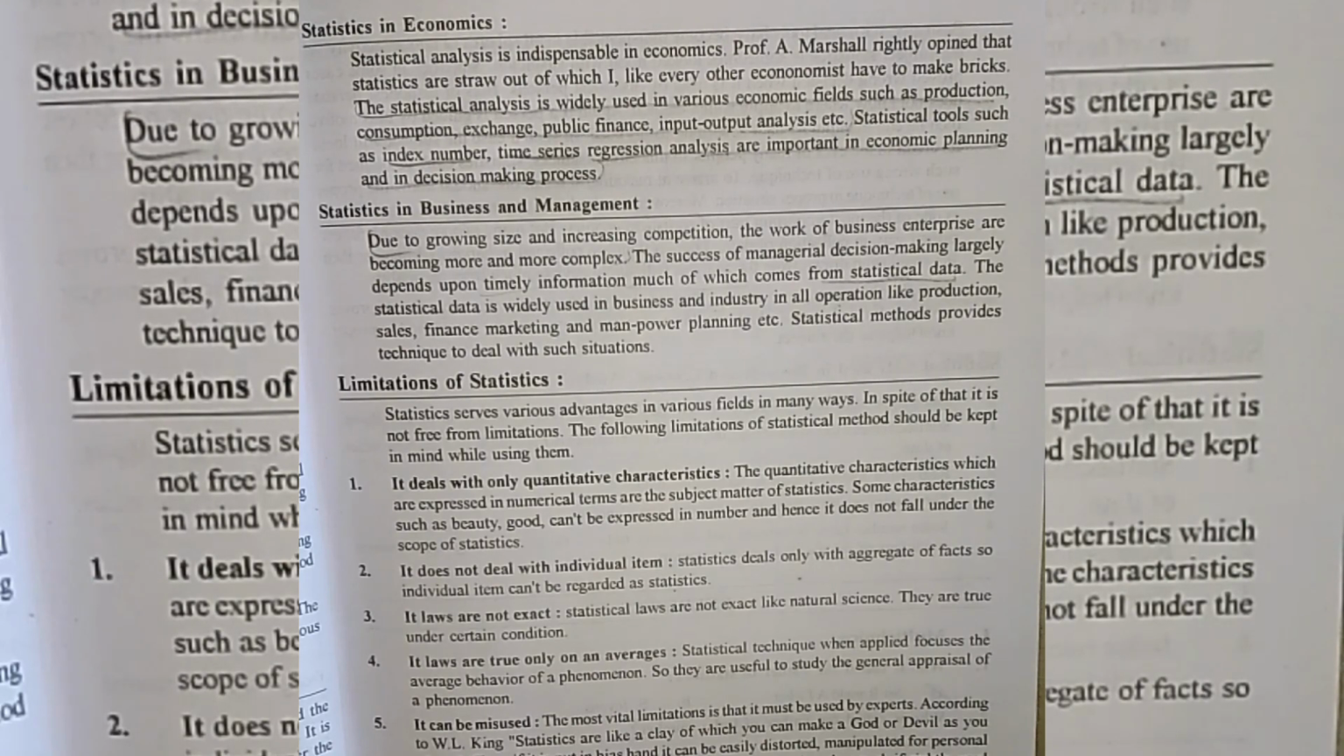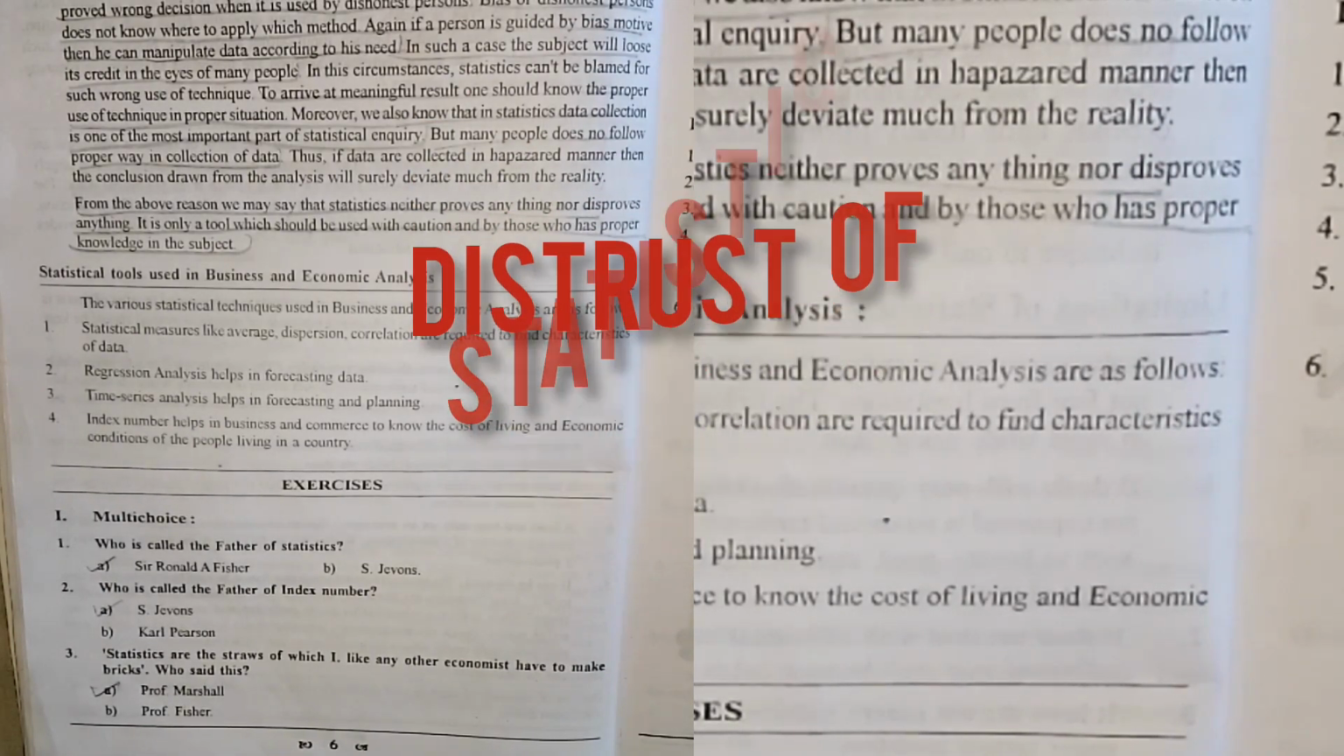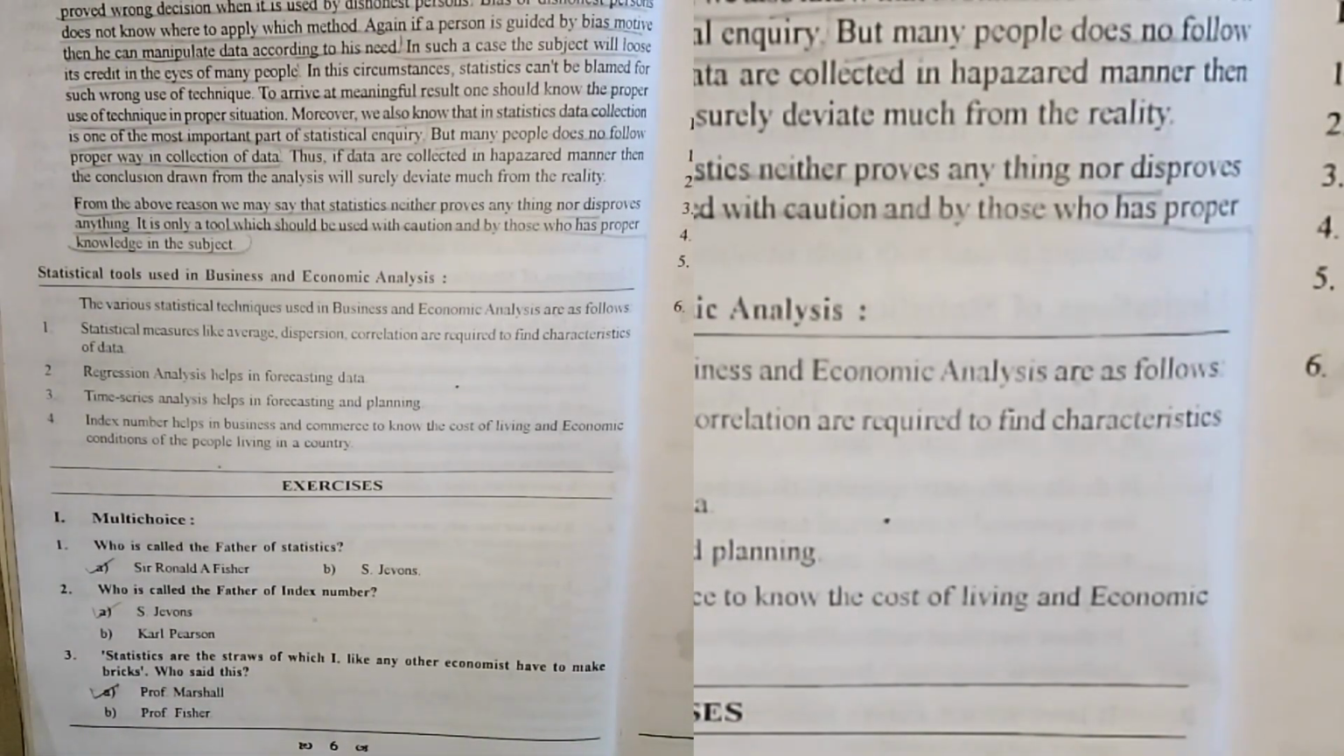Distrust of statistics. By distrust of statistics, we mean a lack of confidence in statistical methods, statistical data and the conclusions drawn. Statistics in some cases has led to wrong decisions when it is used by a dishonest person, or by one who doesn't know where to apply which method. Again, if a person is guided by bias, then he can manipulate data according to his need. In such cases, the subject will lose its credit in the eyes of many people. To arrive at meaningful results, one should know the proper use of techniques in proper situations.